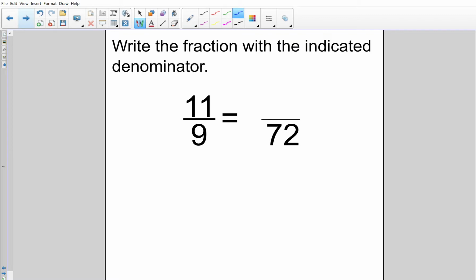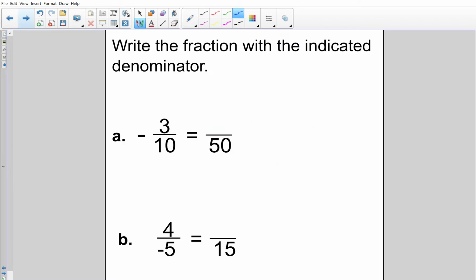Here we've got 11/9. We want to change it into a denominator that contains 72. So if I multiply 9 times 8 and multiply 8 times 11, I've got 88 over 72, which again is my new equivalent fraction.